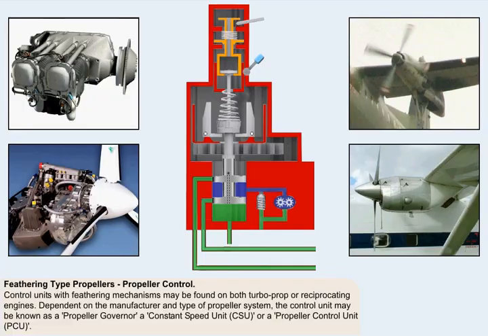Dependent on the manufacturer and type of propeller system, the controller may be known as a propeller governor, a constant speed unit, CSU, or a propeller control unit, PCU. For the remainder of this lesson, we'll refer to the unit as the Propeller Control Unit, or PCU.